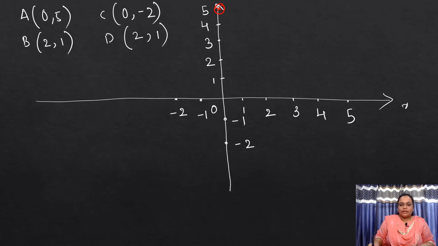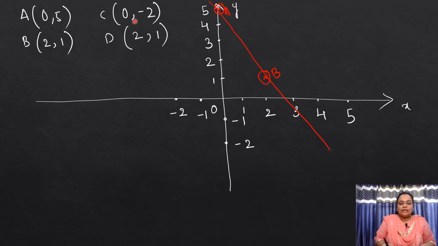So, this is your x-axis and this is your y-axis. Okay. So, the next is 2 and 1. 2 on the x-axis and 1 on the y-axis, which is here. Okay. So, when you just join these 2 points, you will get something like this, right? This is a point A and this is B.